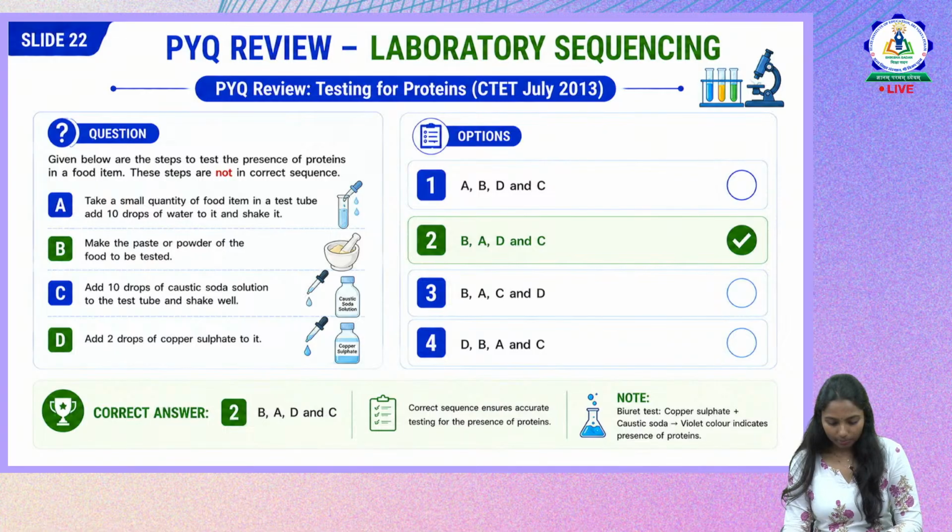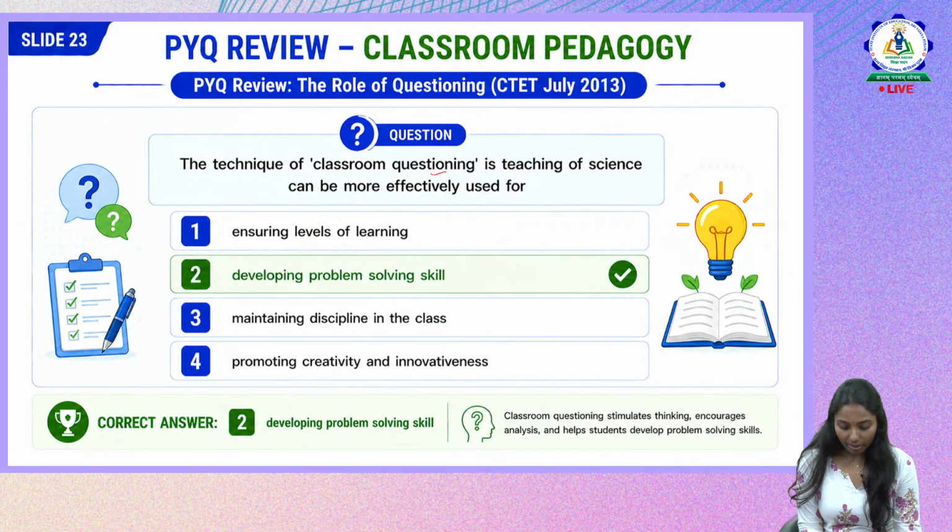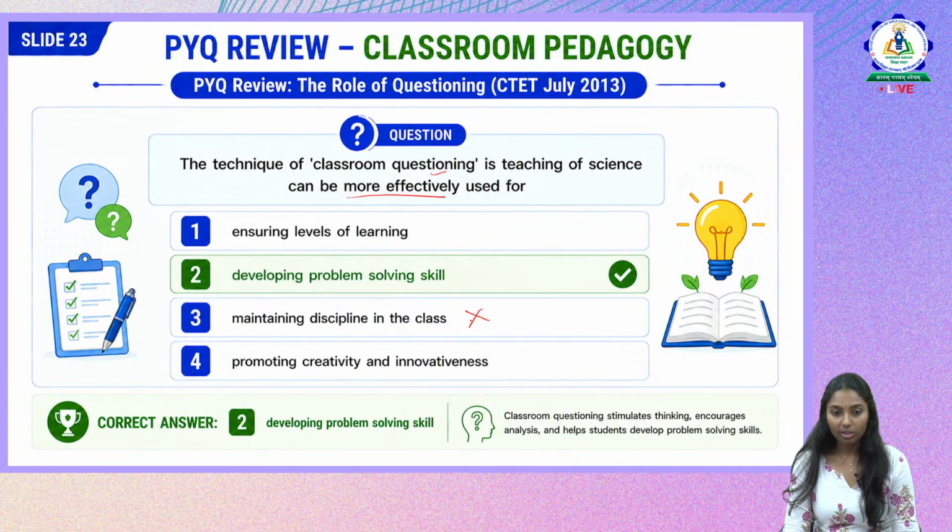So now we have one more question. The technique of classroom questioning in teaching of science can be more effectively used to ensure levels of learning, develop problem solving skills, maintain discipline in the classroom, or promote creativity and innovativeness. In all these, questioning is done, but you can eliminate the third option, maintain discipline in the classroom. That is not the major purpose at all for questioning.